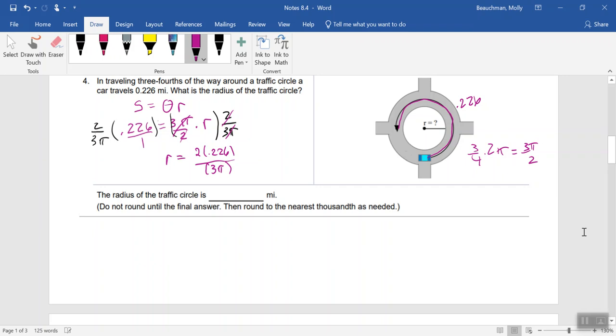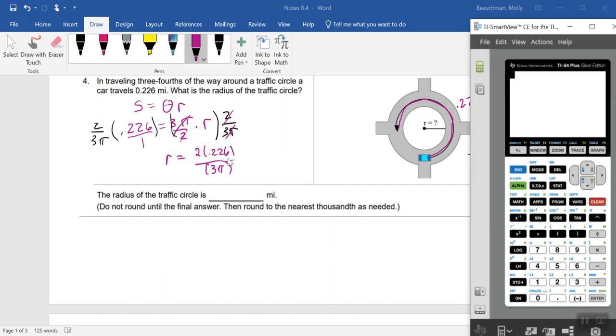And we just want to make sure that you have parentheses everywhere you need to, so your calculator does the right order of operations. So I'm going to do 2 times 0.226, and I've got parentheses around it because I want to multiply those together, and then divide by parentheses 3 pi. Put parentheses around that, just to make sure of our order of operations. So the radius of the traffic circle in miles, to the nearest thousandth, is 0.048.